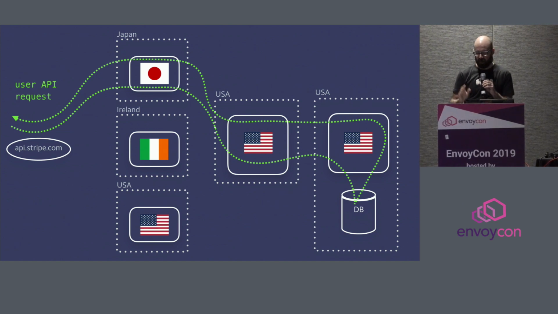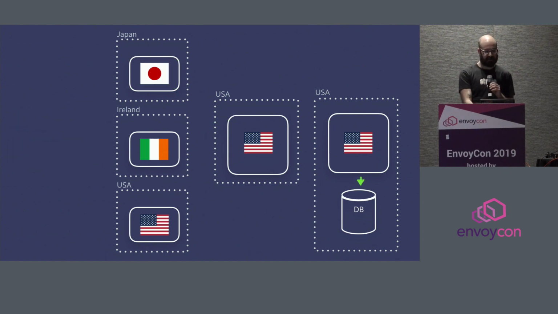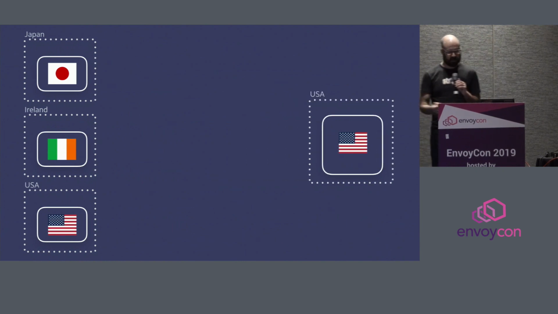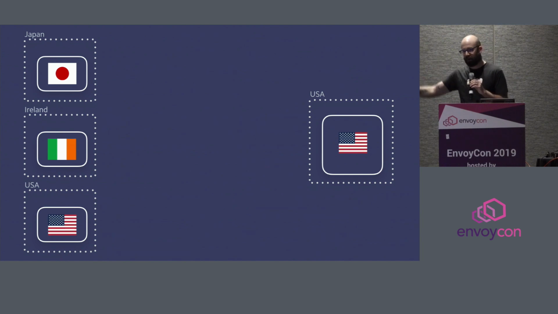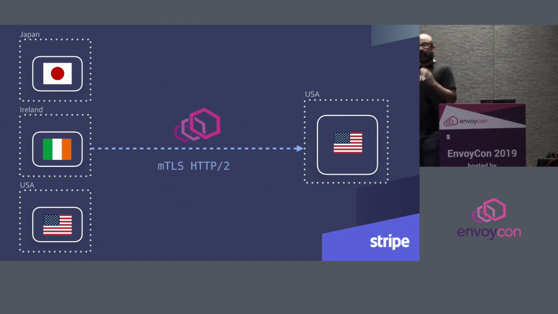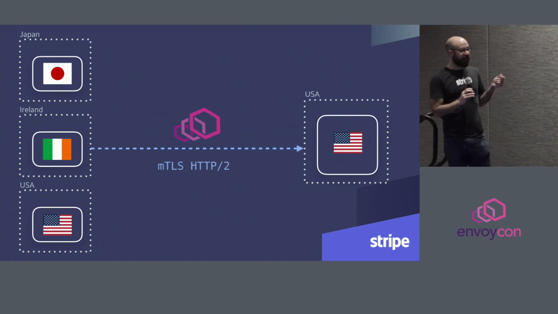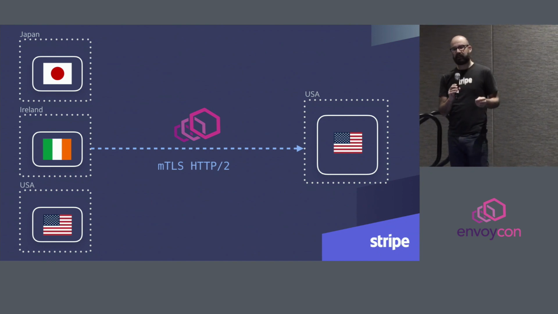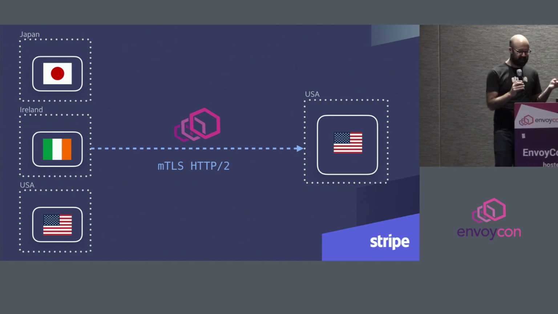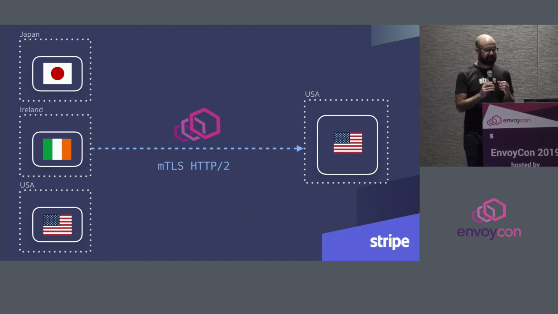So in order to talk about the Envoy portion of this, I'd like to zoom in on the most interesting part of this topography, which is, again, the links between geographically distant locations. So we can ignore the user's internet, we can ignore our database, and focus on these links. Now, what we did at Stripe is we connected all of these points of presence using MTLS HTTP2 connections. So MTLS is just mutual TLS, so both sides authenticate each other. That gives us security for all these connections.